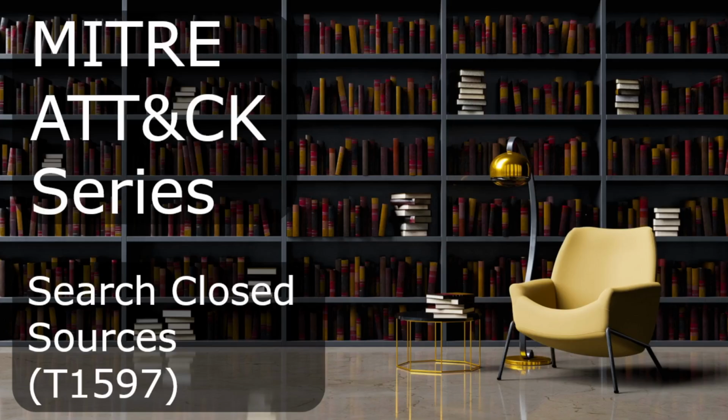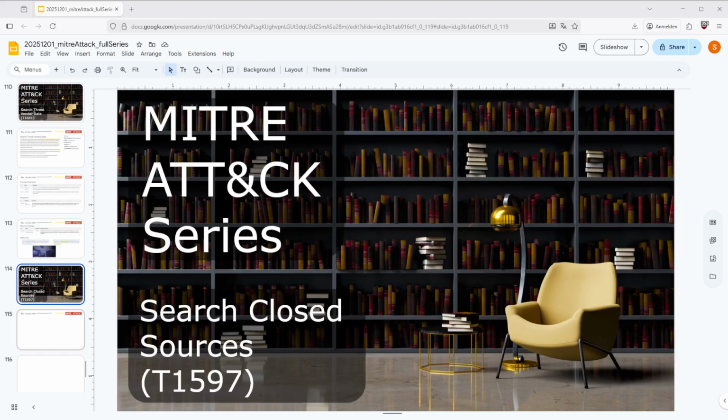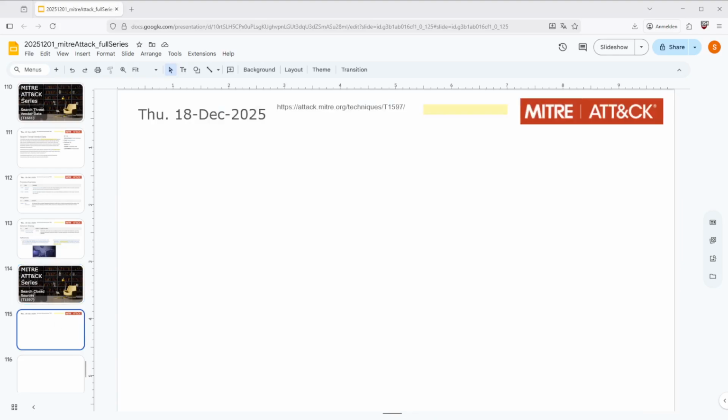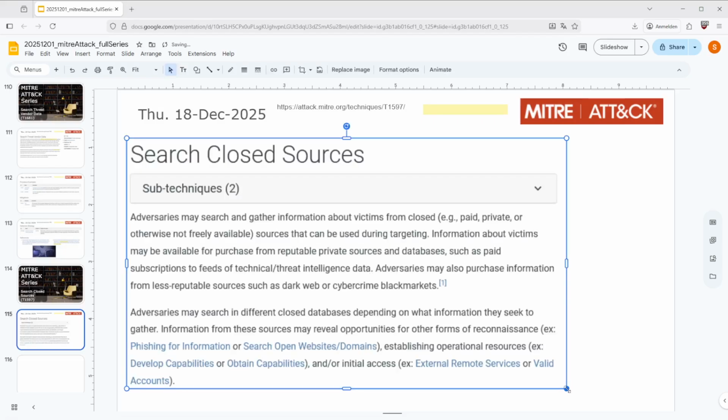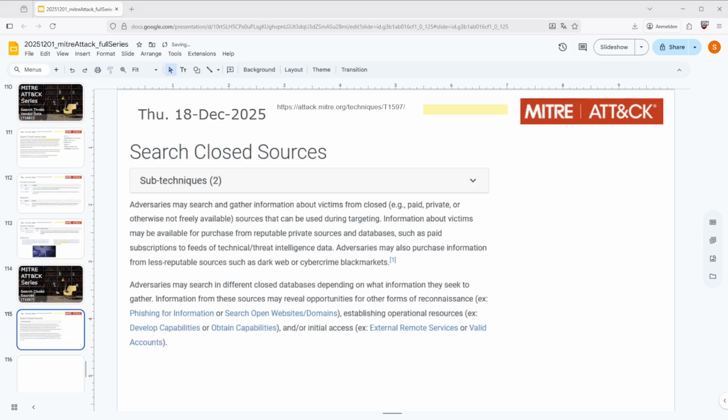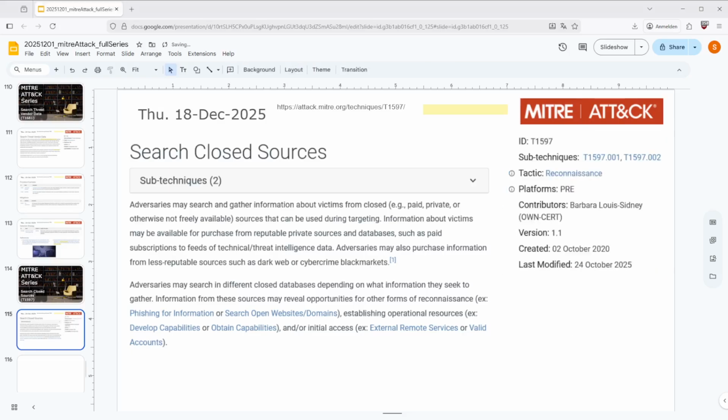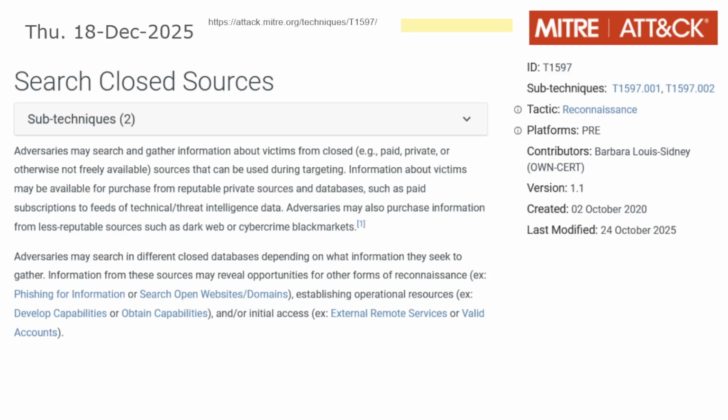T1597. We have covered multiple techniques related to the reconnaissance phase, phase 1 in the kill chain, and we continue to do so. So let me copy that. Search Closed Sources. We have sub-techniques this time, and we will also cover these sub-techniques in the next two videos to have a good coverage of everything. But yeah, let's jump straight into this.